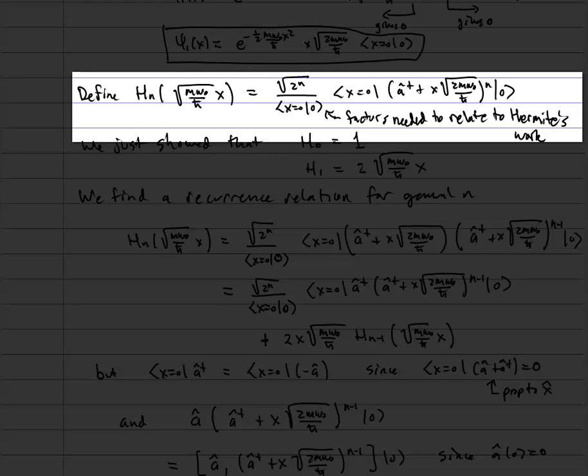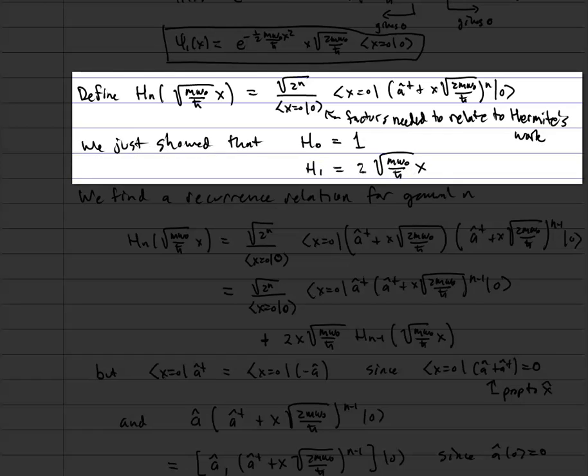These factors in the front, which look like they came out of nowhere, they did come out of nowhere. This is the operation that I call paying homage to dead French and German mathematicians. Those are the factors we need to use to relate these results to a mathematician named Hermite's work. Okay, now we just showed using this notation that h0 is equal to 1 and h1 is equal to 2 square root of m omega 0 over h bar times x. The fact that it's a 2 rather than square root of 2 is because of that extra square root of 2 factor that we put in when we defined the h sub n.